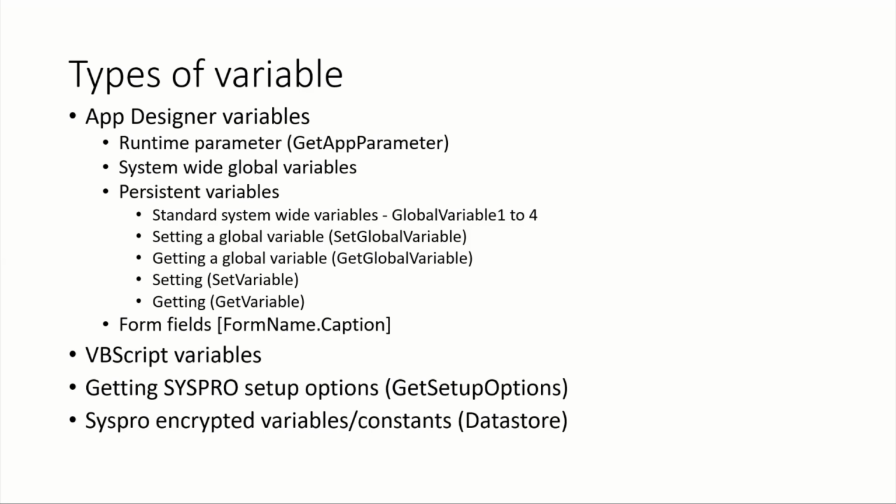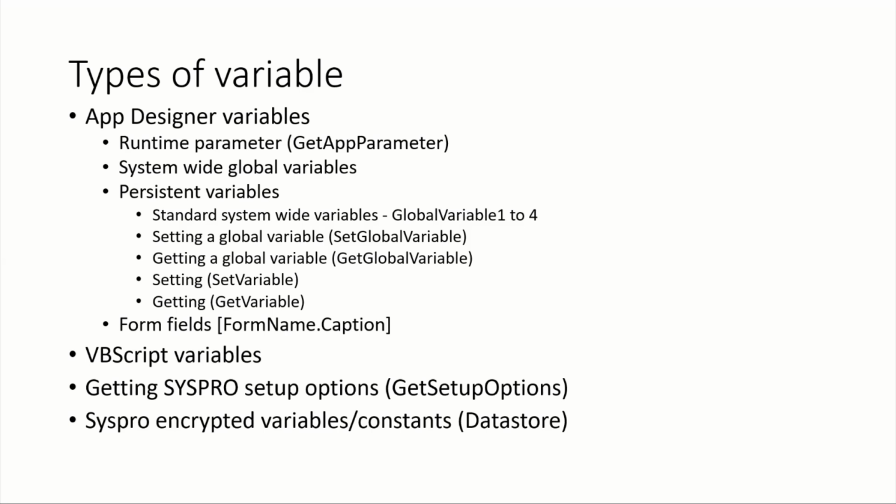Now, as we come on to things like persistent variables, there were the old-fashioned, really, global variables 1 to 4 in the system-wide variables, which are fine, but they're fairly limited. These have really been superseded by the ability to use a couple of call-outs for setting global and getting global variables. And those are the ones where your VB script is saying to Syspro, I want this variable available globally to any program or app that's going to be running after me.